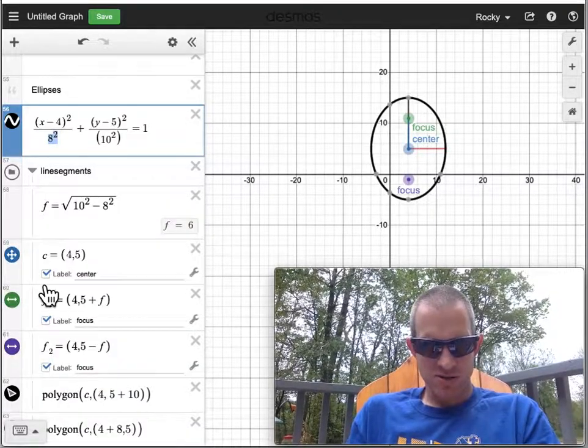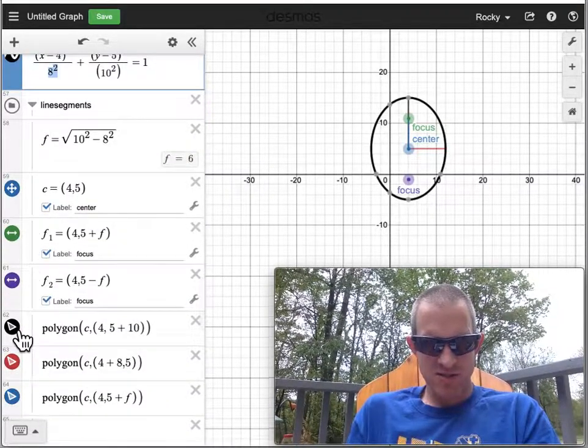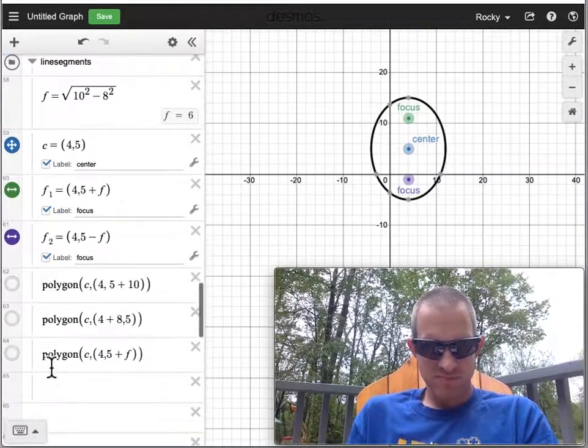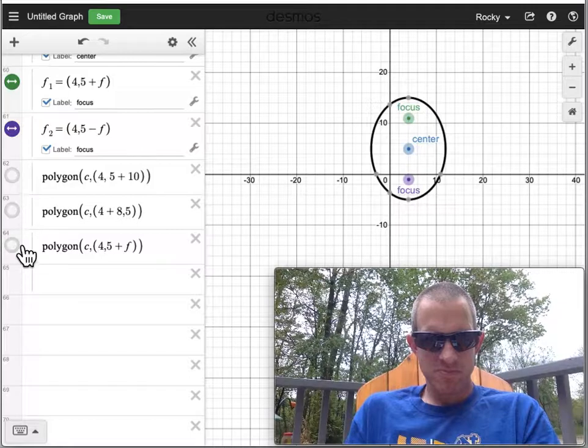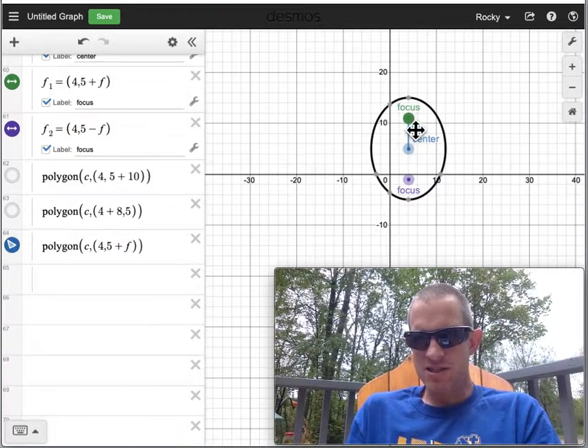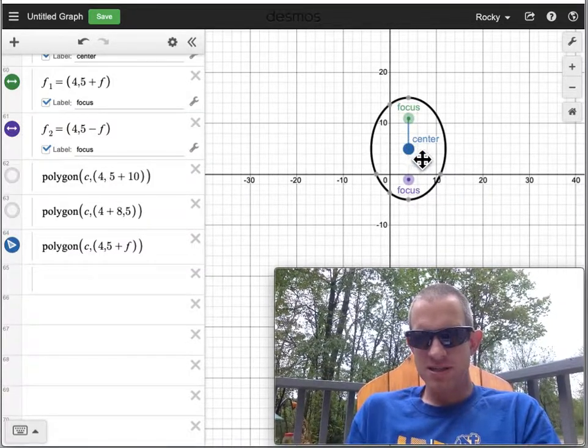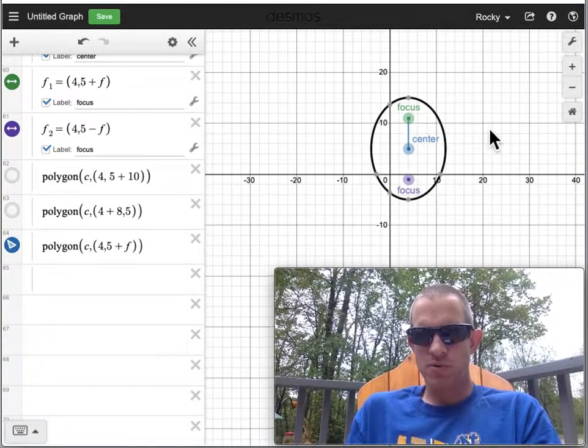I think I can just show that line segment if I turn some of these things off. I think that was this one maybe. Nope. This one. So you can see the focal length was 6. And so you go up 6 from the center and down 6. And those are where your focus points are.